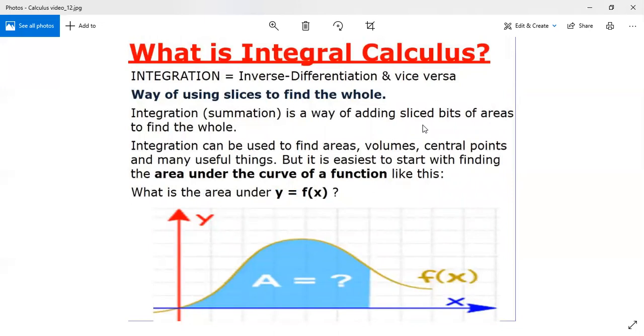Integral calculus, on the other hand, is taking tiny pieces, adding them together to work out areas and volumes. Integration, differentiation, they are the inverse of each other. How do we find the area under this curve?